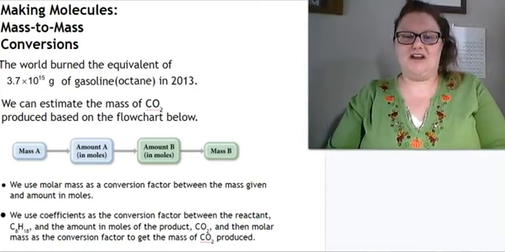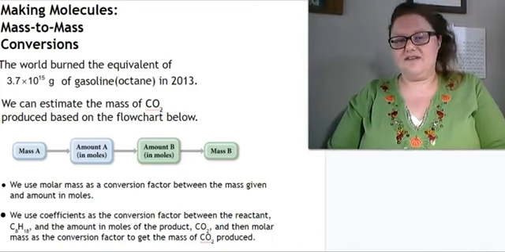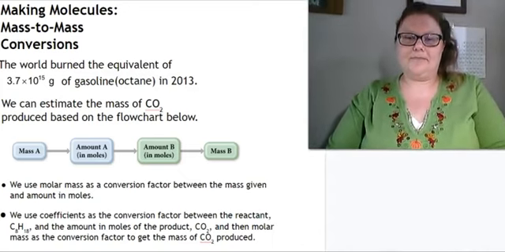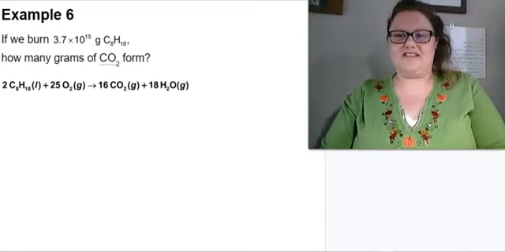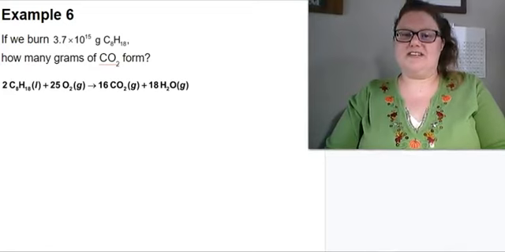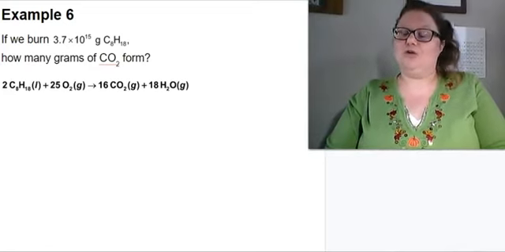So we have a chart here that you can see at the bottom where it's color-coded by substance. So the blue would be one substance, and then the green is another substance. And this is like a little roadmap to help you stay on track with how to do these. Let's take a look at example 6. If we burn 3.7 times 10 to the 15 grams of octane, how many grams of CO2 will form?